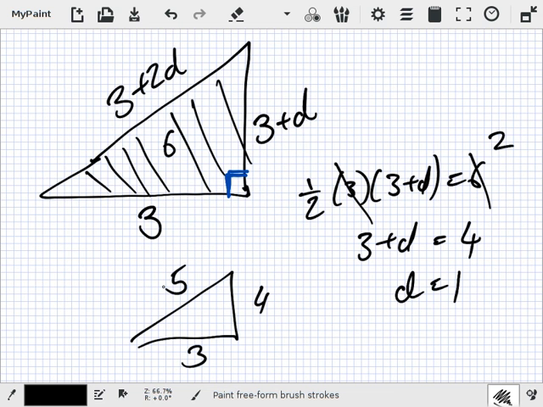That's simple. How is 3 plus D the height? I say the sides are in arithmetic progression.